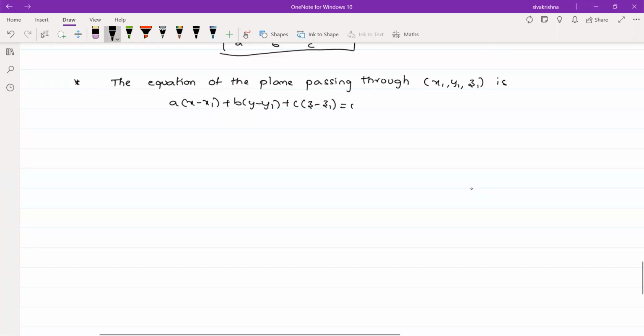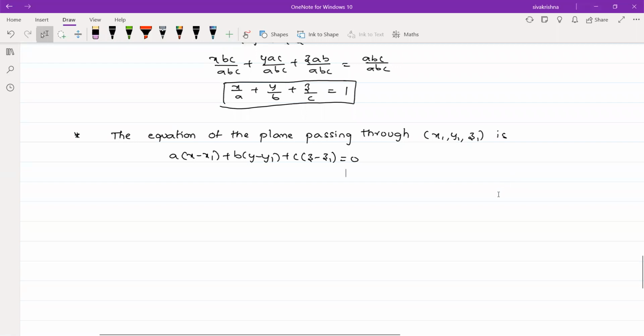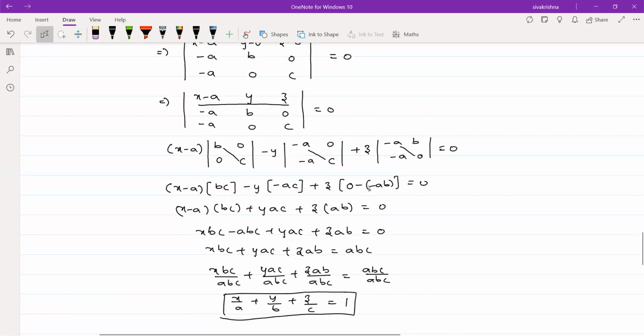So the equation of the plane passing through a single point x1, y1, z1 can be given by a into x minus x1 plus b into y minus y1 plus c into z minus z1 is equal to 0. By using this equation, we can also find the equation of the plane passing through 3 points. So now by using this formula, I am going to find the equation of the plane through 3 points.